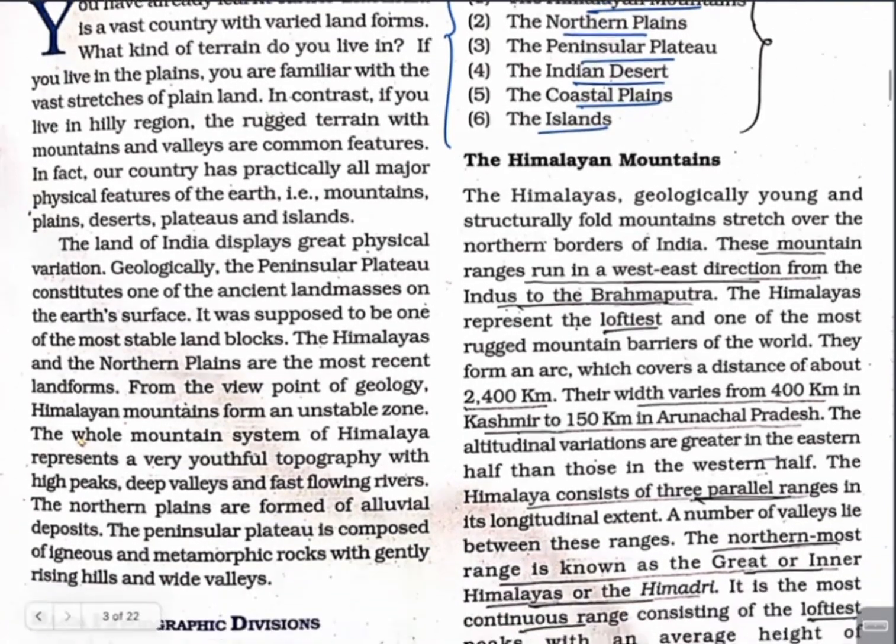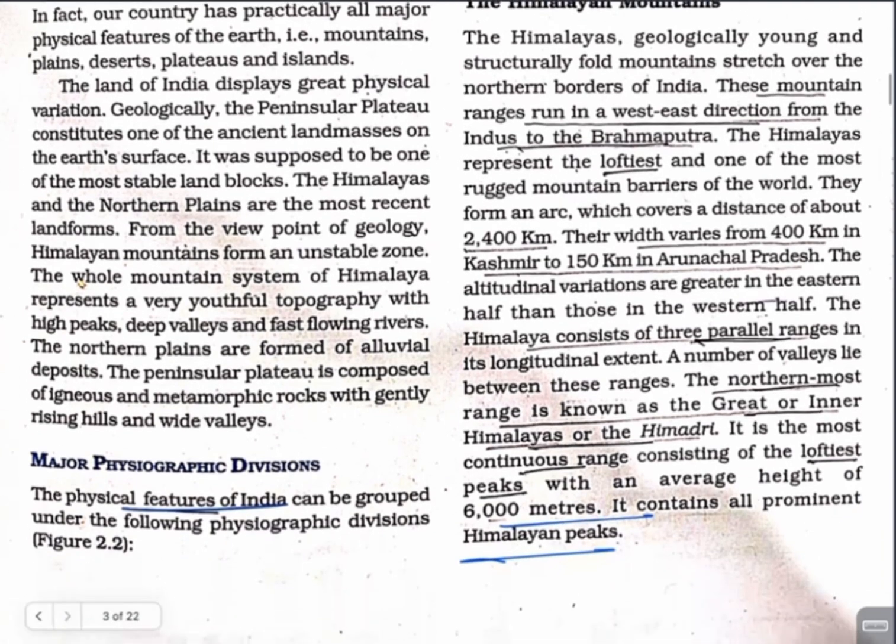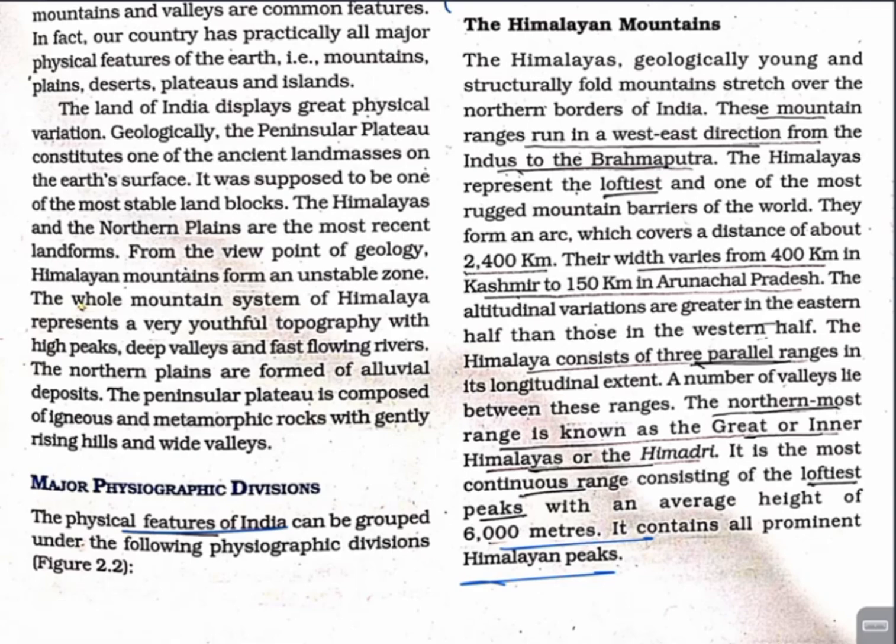So first start with the Himalayan mountain. Definitely the Himalaya is a young, structurally fold mountain. Historically we see that it is a new origin land, whereas if you go to the peninsula, it is an old plateau. The Himalaya runs in a west to east direction from the Indus to the Brahmaputra. The Himalayas represent the loftiest and one of the most rugged mountain barriers of the world.